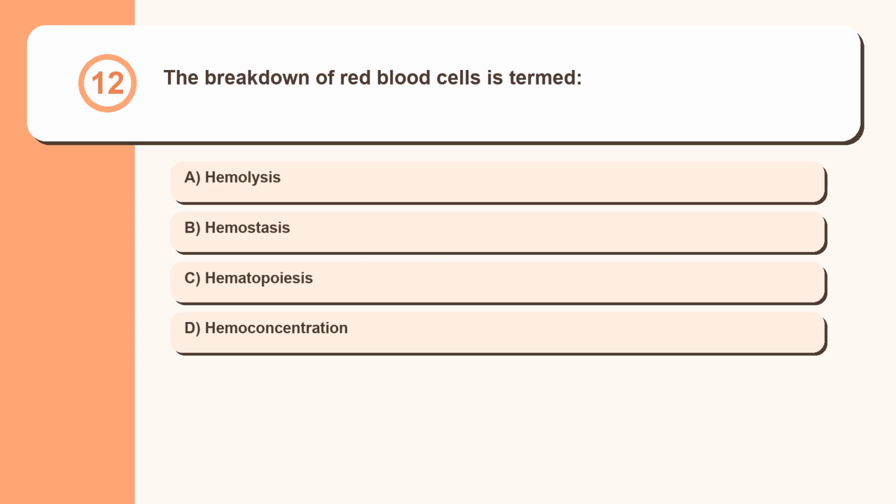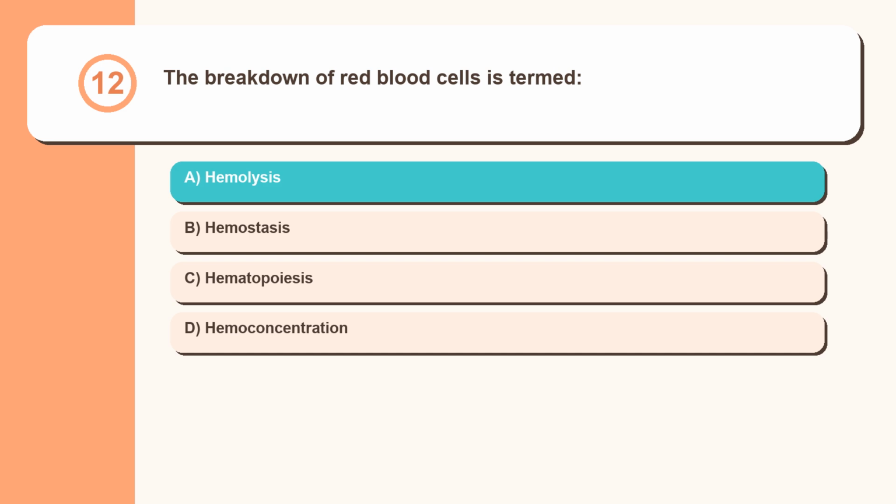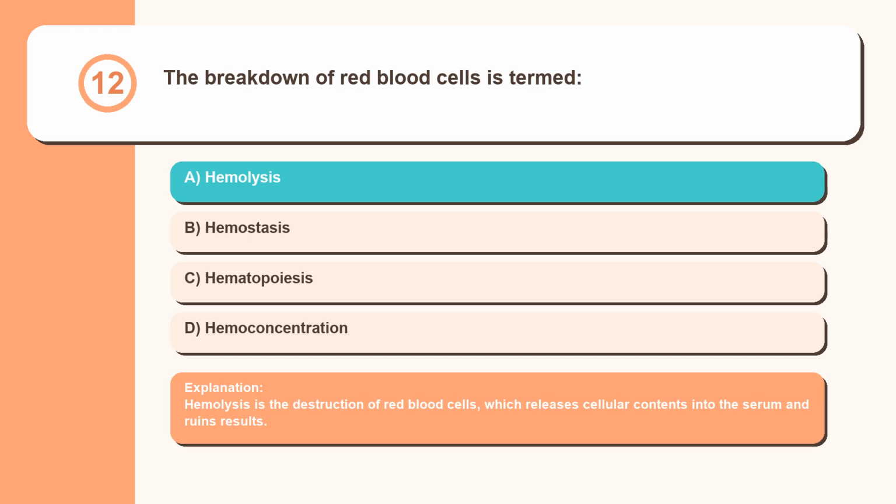Question 12. The breakdown of red blood cells is termed: hemolysis, hemostasis, hematopoiesis, hemoconcentration. Hemolysis is the destruction of red blood cells, which releases cellular contents into the serum and ruins results.